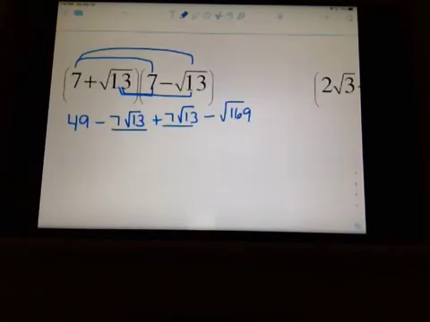The middle two terms, positive 7 and negative 7, cancel each other out. 169 is a perfect square, it's 13. And then 49 minus 13, 36 for my final answer.